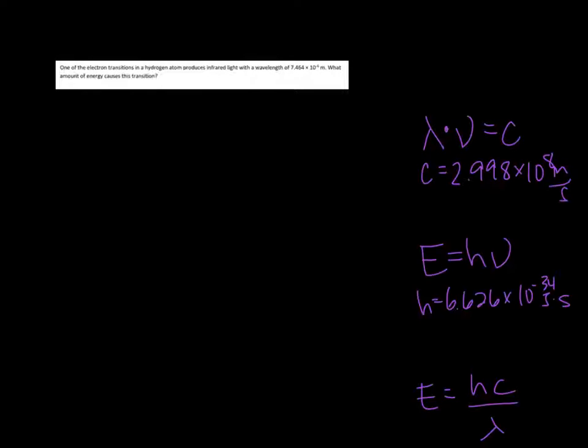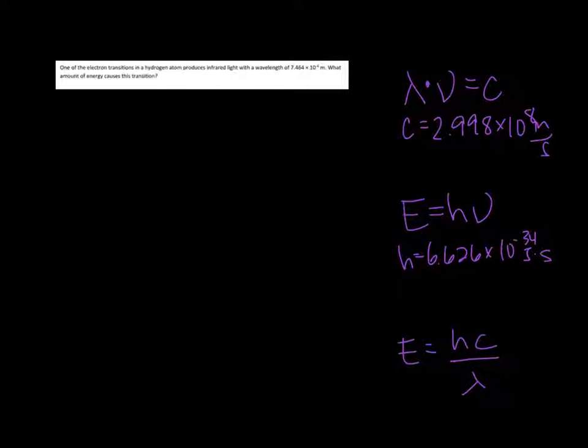All right, so in this one, I'm going to have to do the same thing. One of the electron transitions in a hydrogen atom produces infrared light with a wavelength of 7.464 times 10 to the negative 6. What amount of energy causes this transition? So I've got 7.464 times 10 to the negative 6 meters, and that's the wavelength. And I'm looking for energy.